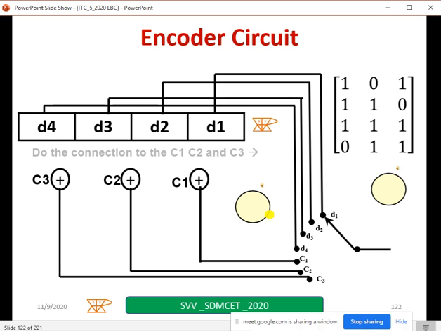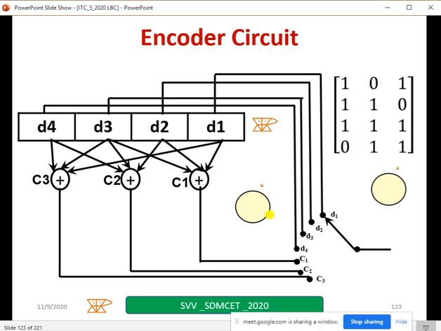Now I have to do the connection between C1 and D1, D2, D3, D4. Similarly C2, C3. Hope all of you are done. Let me show you the answer. So I want C1 with D1, D2, D3, and C2 with D2, D3, D4.